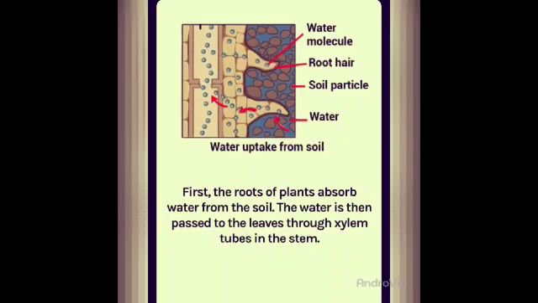So here you can see in this picture, root hairs are arising from the root. Water molecules are present inside the root hair, and soil particles are outside, and in between the soil particles there are water molecules present, and they are going inside the root hairs. So, first the root of the plant absorbs water from the soil. The water is then passed to the leaves through xylem tubes in the stem.